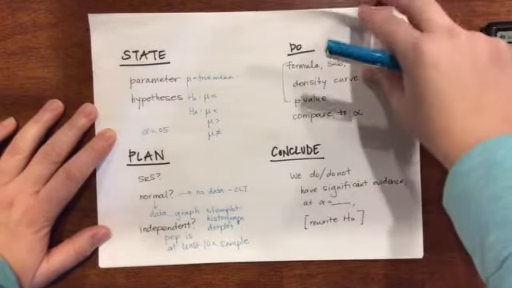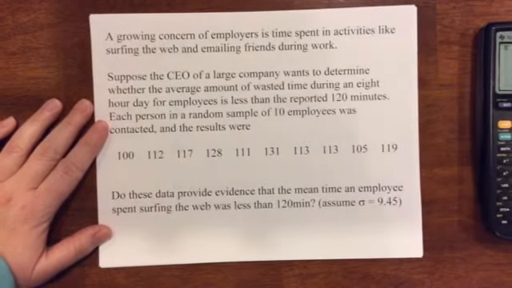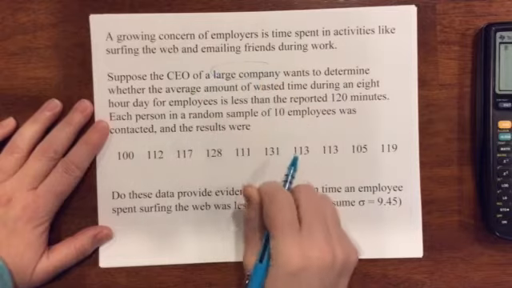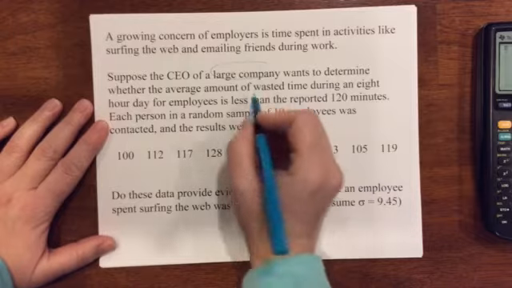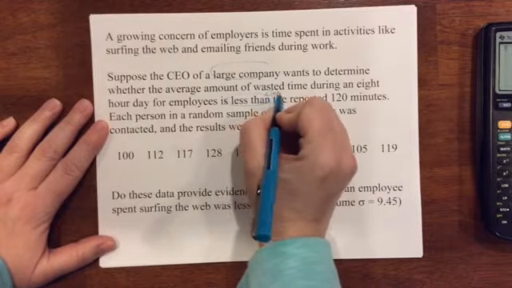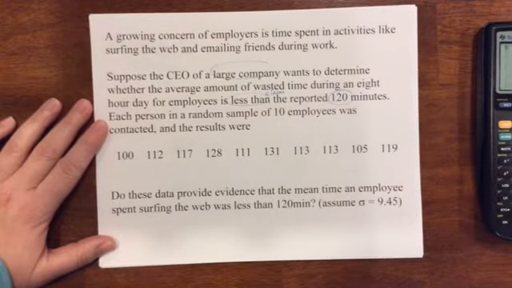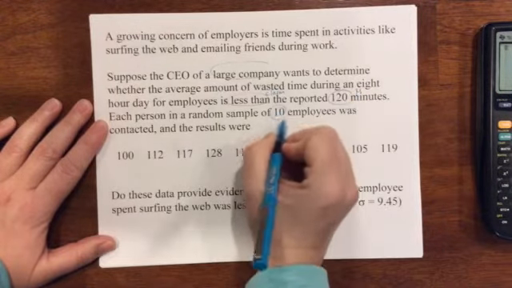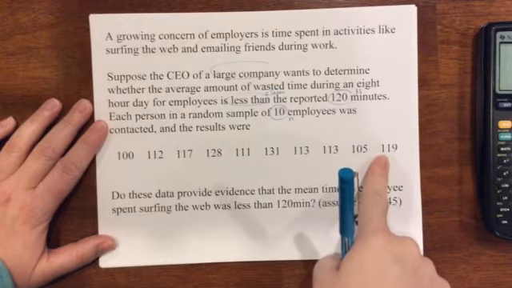And this first problem is going to have data in it, which means I know I'm going to have to graph. Okay? So a growing concern of employers is time spent in activities like surfing the web and emailing friends during work. Suppose the CEO of a large company wants to determine whether the average amount of time wasted in an 8-hour day for employees is less than, okay, so there's our claim, the reported 120 minutes, okay, so that's our parameter, and a sample of 10, so there's our sample size, and here's our data, so we're going to put that in our calculator.